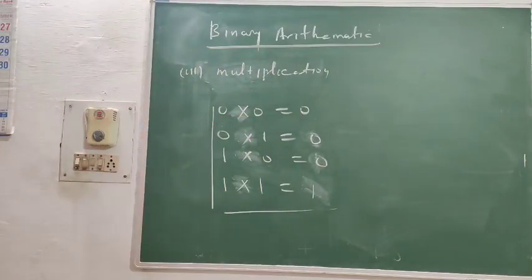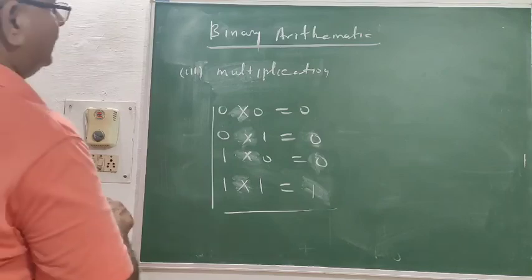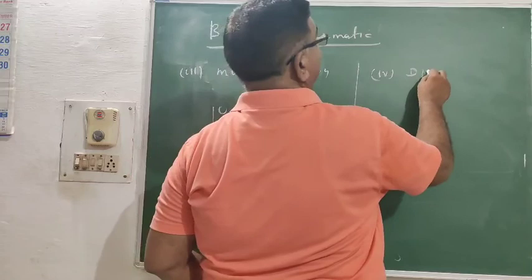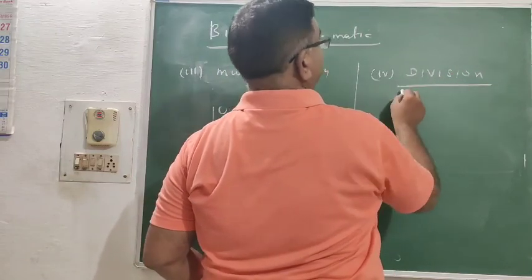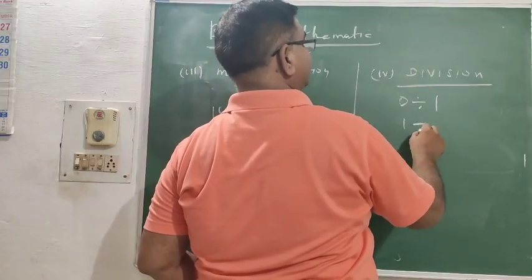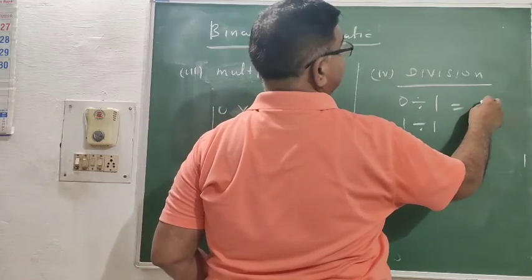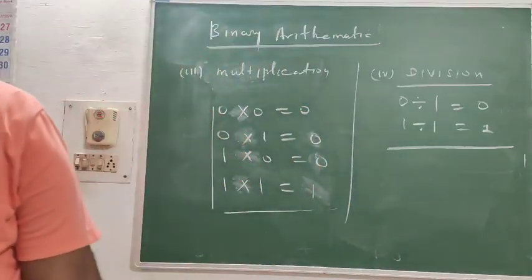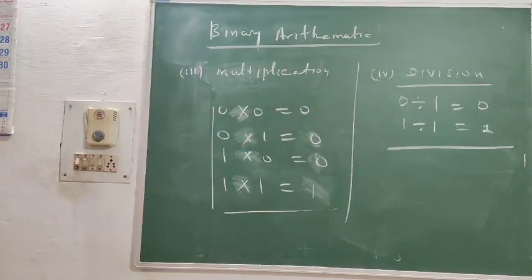Similarly, you have the division operation. In the division operation, you remember 0 is divided by 1. Fourth operation, 0 is divided by 1 and 1 is divided by 1. Others are not defined. This is 0 and this is 1. So on the basis of these operations, you have to solve exercise 1.2. Please try to solve these questions.